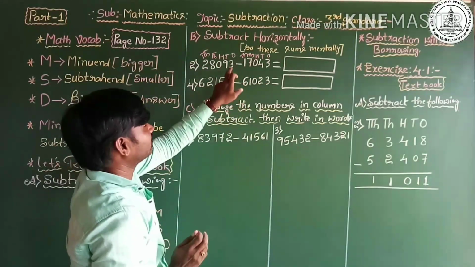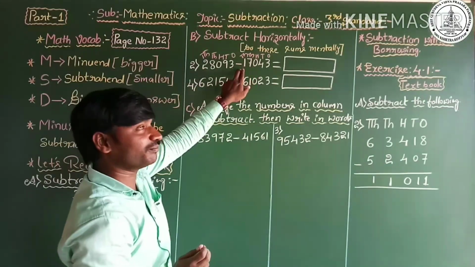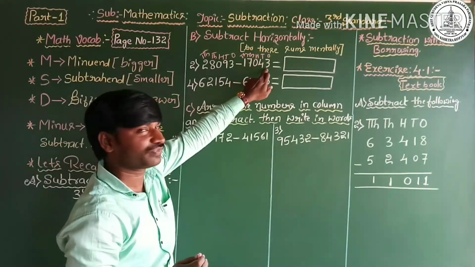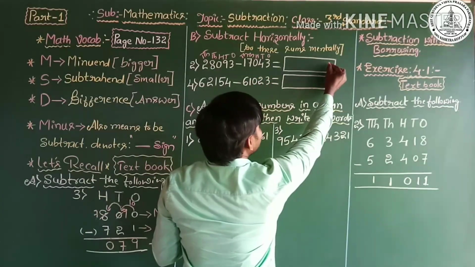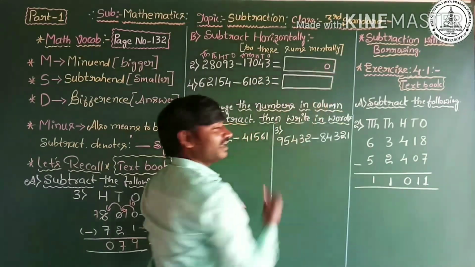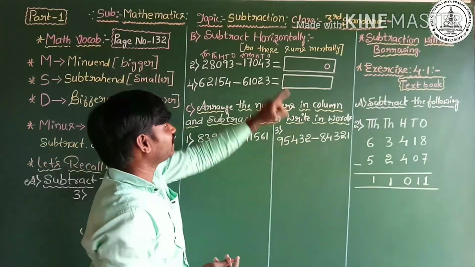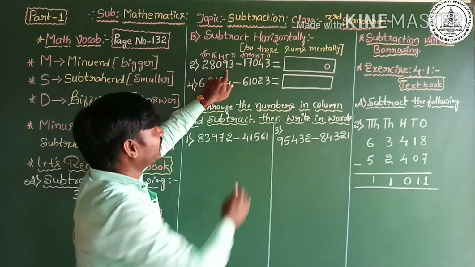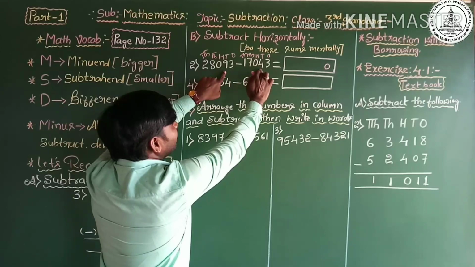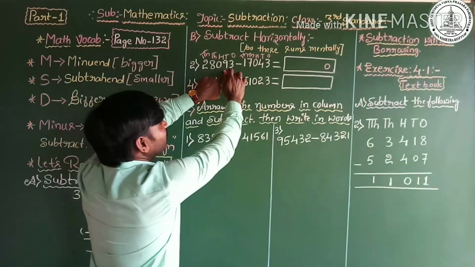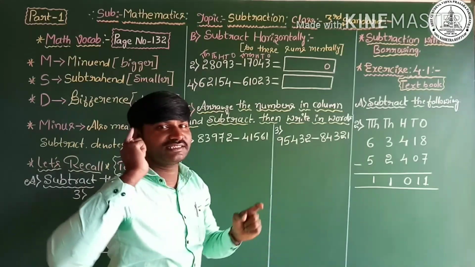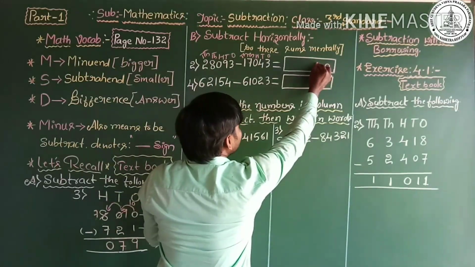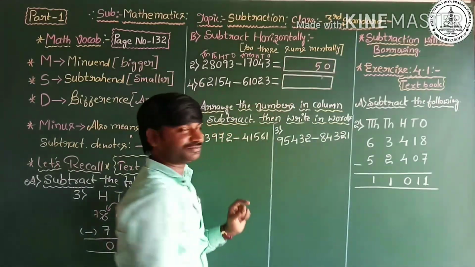Dear student, 3 minus 3. What is the answer? Yes, your answer is right. 3 minus 3 is 0. Next, go to the tens place. 9 minus 4. Here the tens place is 4. 9 minus 4, what is the answer? Don't use your fingers. 9 minus 4 is 5.